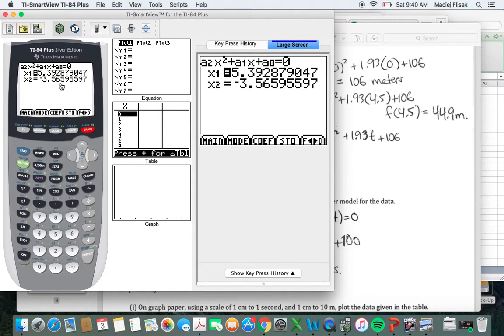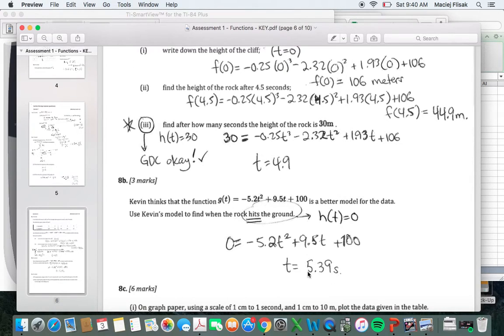Great, gives me two answers. As you know, a quadratic, a parabola, goes up and then down, it has two answers. It basically passes through the x-axis twice. There's a positive answer and a negative answer. Well, obviously, we are not going back in time, so the negative time answer is no good. So here's a positive time answer, 5.39. So that's what I put here. Time is 5.39. Let's see if that makes sense.